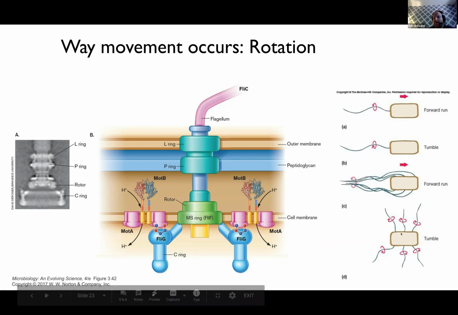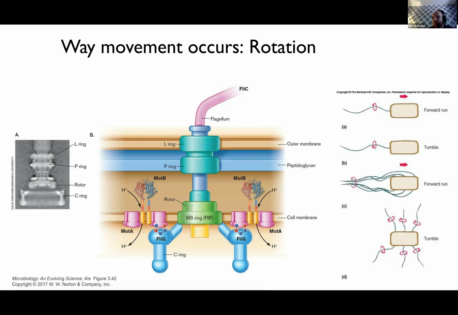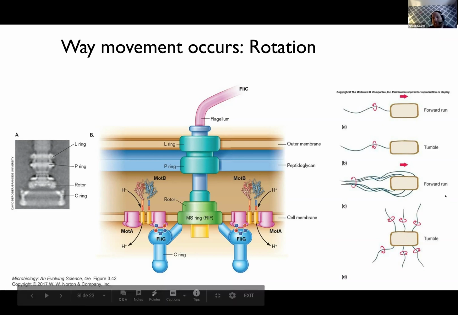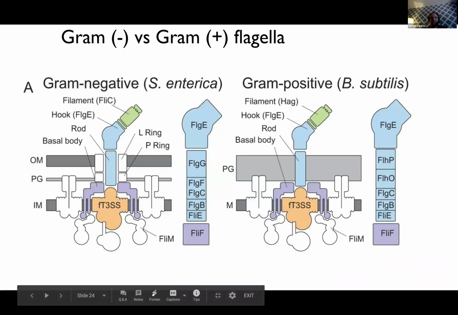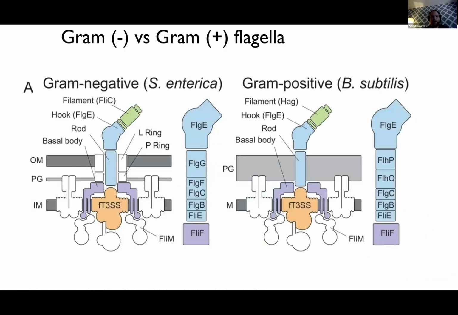So typically speaking, counterclockwise causes a forward run. Clockwise causes what we call a tumble. So you can sort of see that orientation. If you had a clock here, counterclockwise goes this way. That's why this is spinning, causing a forward run. Clockwise spinning causes a tumble. And just as a note, this is our gram-negative. Let's see what the differences are for our gram-positive versus gram-negative.